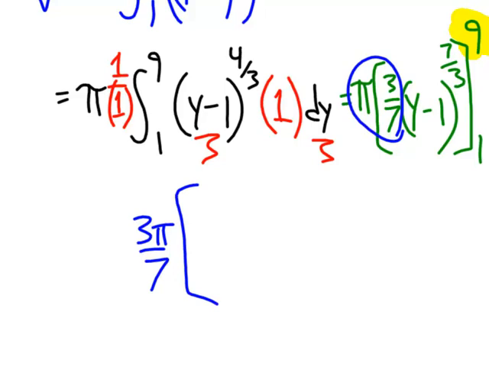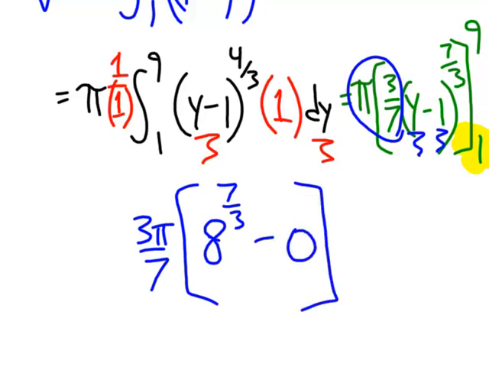Now we'll plug in that 9, and 9 minus 1 will give us 8 to the 7/3. And when I plug in the 1, well, 1 minus 1 will give us 0 to the 7/3, or just 0. We always like it when that happens. Okay, and it just so happens that this 8 is a perfect cube. So when I take that perfect cube, it's 2 cubed, and I take the cube root of it, I'm going to get 2. And when I take that 2 and raise it to the 7th power, we get 128.